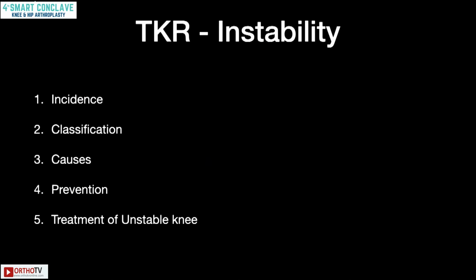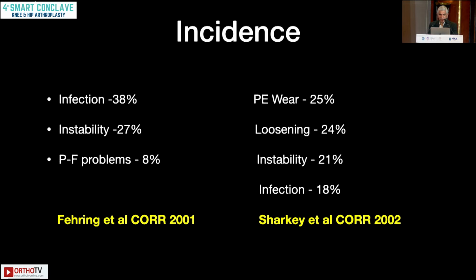So I'm going to talk mainly about instability due to gap imbalance, and I'm not going to talk anything about the instability following fractures or infection or late loosening. So I'm going to talk about these 5 things: what is the incidence, classification, causes, prevention, and treatment.